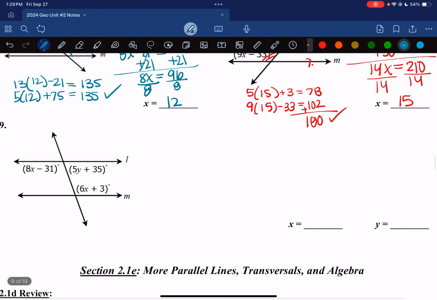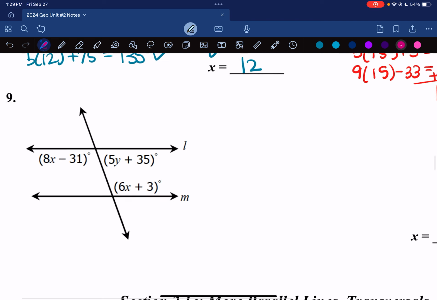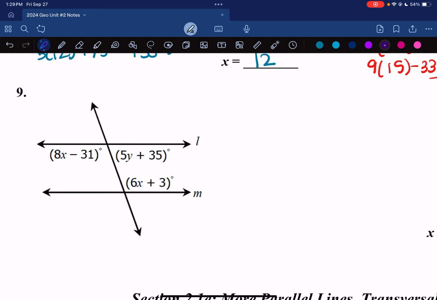Okay, last problem for the notes. So we have two angles with x that are alternate interior angles, so those are congruent. And then we have this expression with a y, and that is not going to be congruent to the other angles. So that's supplementary to the other ones.